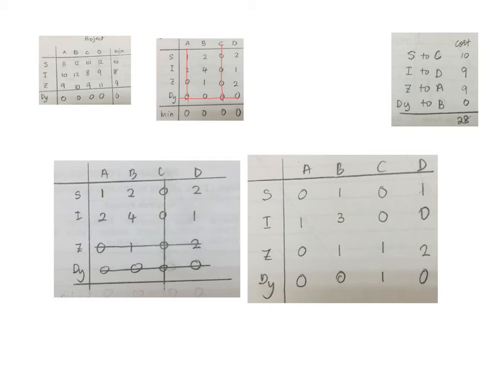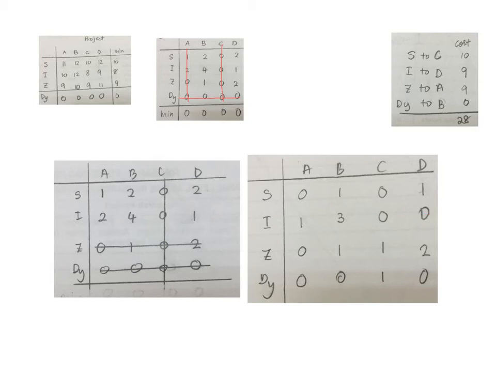So this value 1 minus 1, we get 0. 2 minus 1, we get 1. Now 0 stays the same, so 0. 2 minus 1, we get 1. And here 2 minus 1 again, we get 1. 4 minus 1, we get 3. Now 0 stays the same, and 1 minus 1, we get 0.